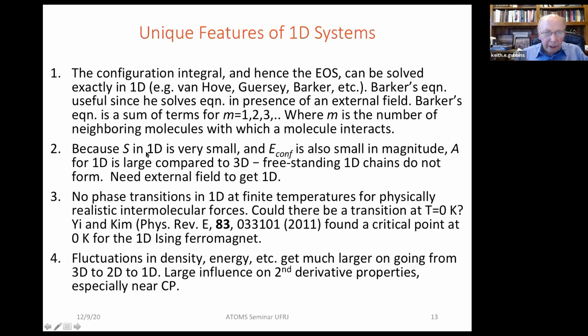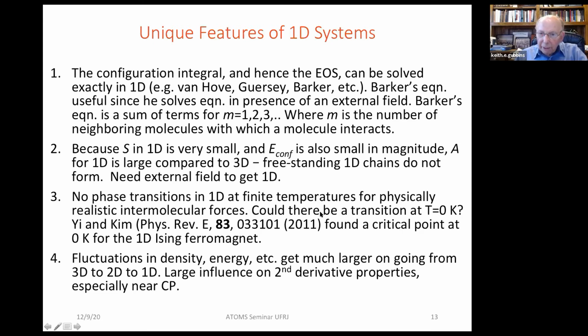We already made this point that because the entropy is very small in 1D, you don't get freestanding 1D systems generally. But if you have an external field of the right type, such as exerted by a carbon nanotube, then you can stabilize the 1D system. There are no phase transitions, provided the intermolecular potentials fall off with distance more rapidly than 1 divided by r squared. So you can't get any phase transitions in those systems. But if you have something like a very long range potential, you of course can get phase transitions, but this is not a physically realistic potential.